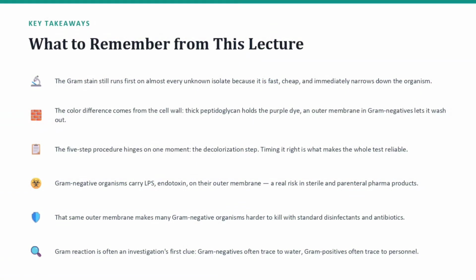Let's bring this lecture to a close with the key takeaways. Number 1. The gram stain still runs first on almost every unknown isolate because it is fast, cheap, and it immediately narrows down the organism. Number 2. The color difference comes directly from the cell wall. Thick peptidoglycan holds the purple dye, while an outer membrane in gram-negative organisms lets that dye wash out. Number 3. The 5-step procedure hinges on one moment, the decolorization step. Getting that timing right is what makes the whole test reliable.